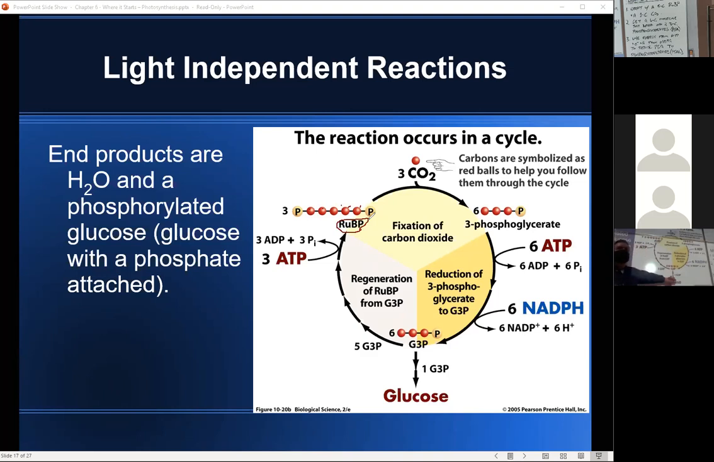Then we're going to take some of this PGAL and regenerate the ribulose bisphosphate. G3P is just another word for it. I prefer the abbreviation PGAL. G3P is just another abbreviation for PGAL. We're going to take some of that PGAL, use the energy from ATP, and regenerate the 5-carbon ribulose bisphosphate.